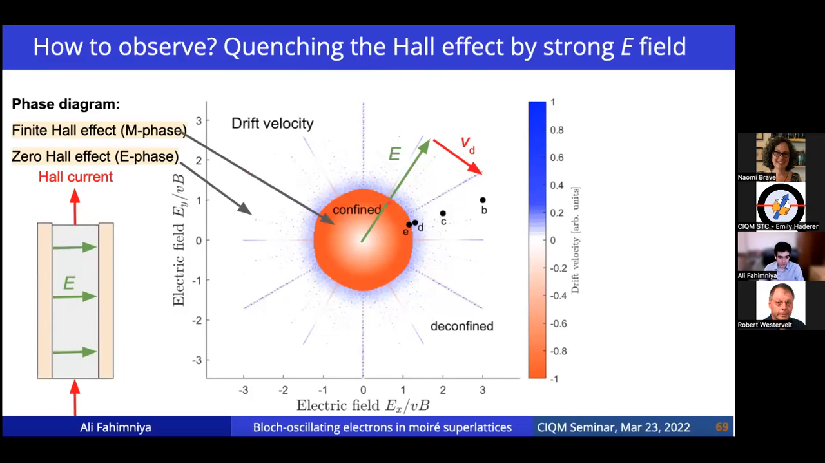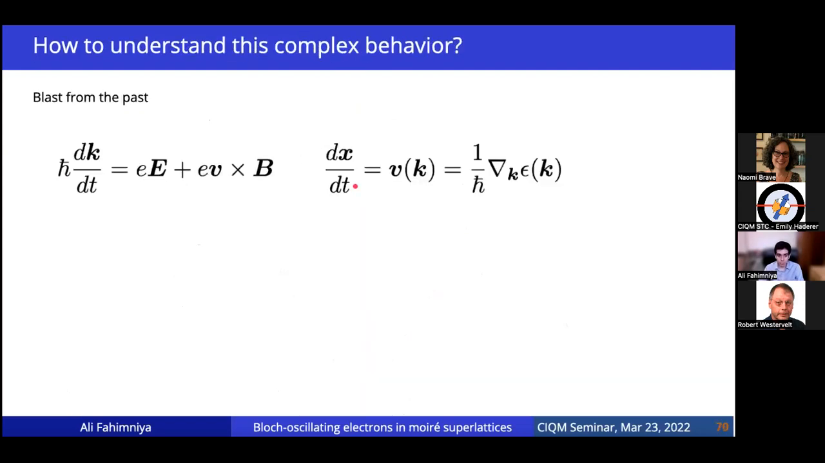But near the transition, if we zoom in here, there is actually a regime where the drift velocity has the opposite sign of a normal drift velocity, which is shown by the color blue here. It is interesting. I'm going to come to it later, but first, let's see if we can understand this sharp transition in the dynamics. How to understand these behaviors?